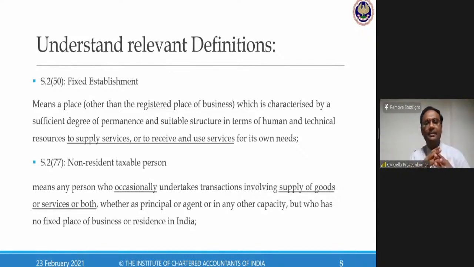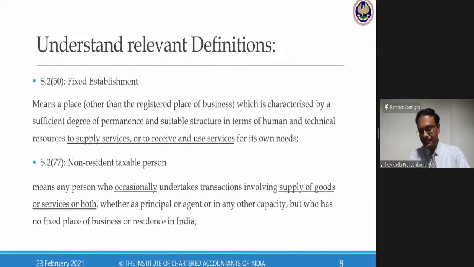Next is your NRTP, non-resident taxable person. You can expect a 2-mark question on NRTP. It says a person who is a non-resident Indian, who occasionally undertakes an activity of supply of goods or services, whether as principal or agent or in any other capacity, but who has no fixed place of business or residence in India. So that fellow, NRTP, has come into India for the purpose of giving a service.